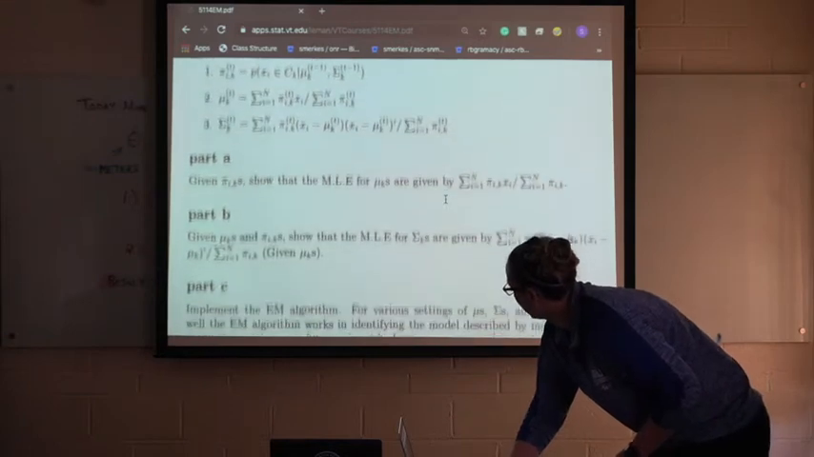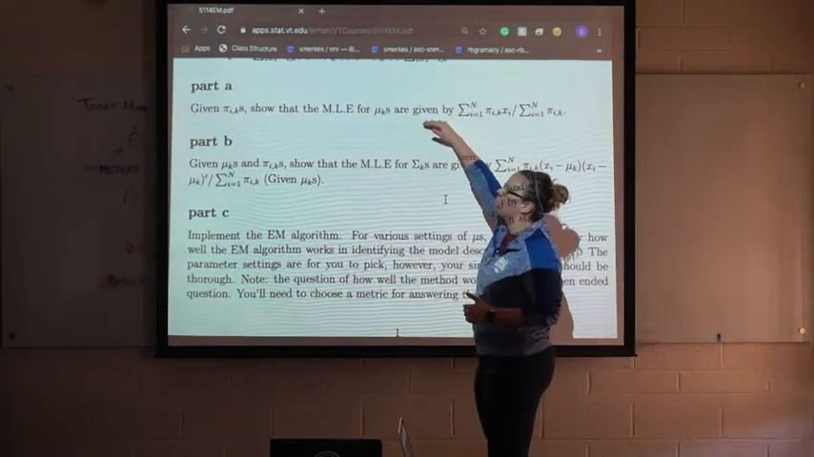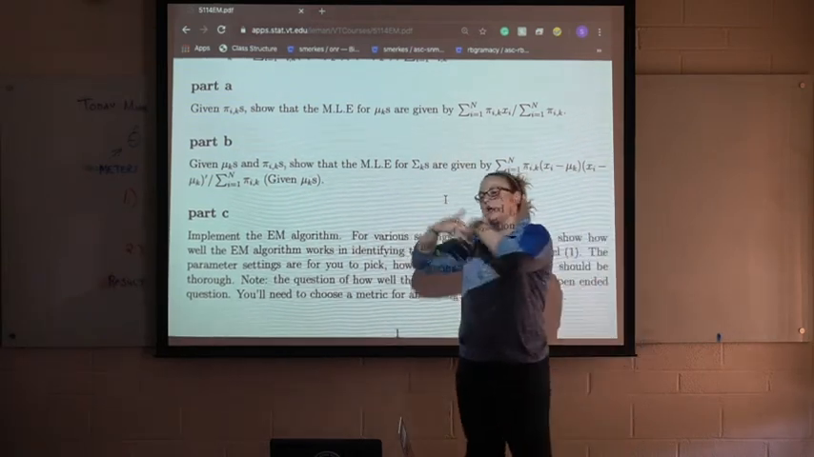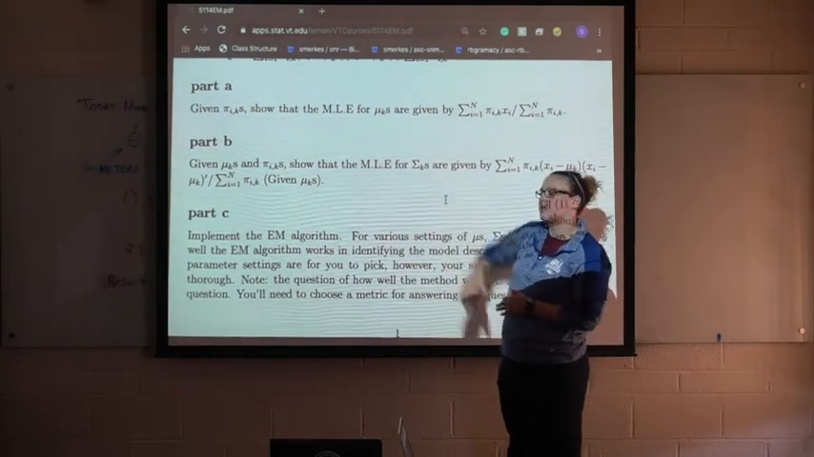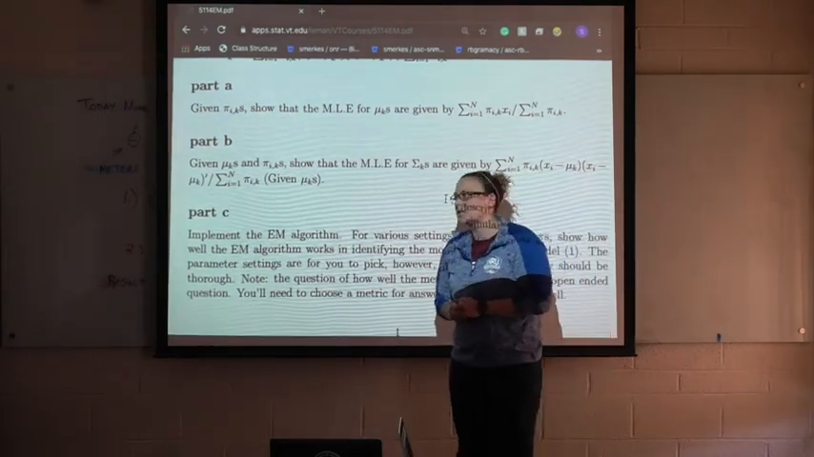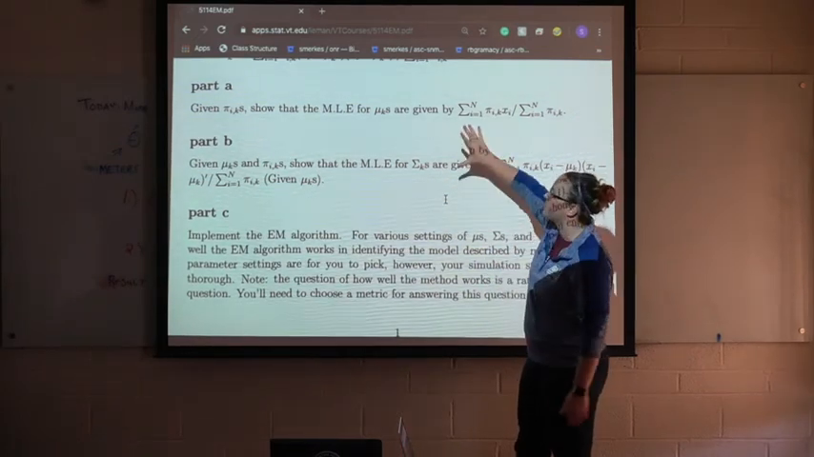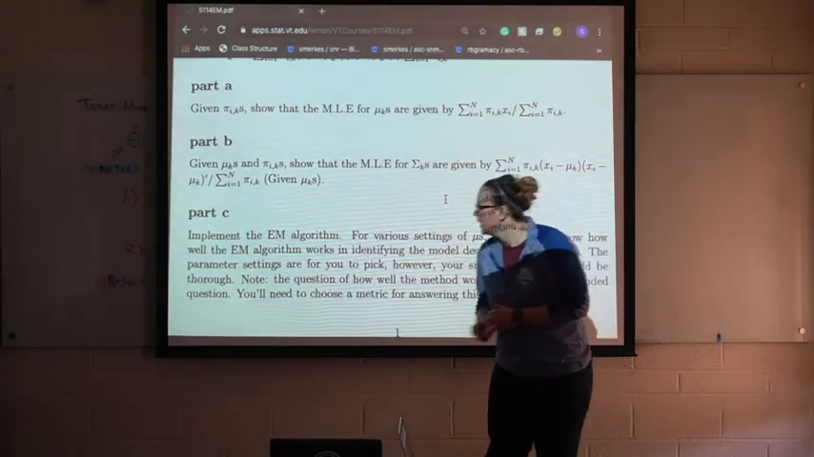So all part A and B are doing is you are going to derive the MLE. So you're going to take the expectation, and you're going to take the derivative with respect to mu and derivative with respect to sigma. That will make more sense in a second, but what's going to be different from when I show you, and when you guys do it, is you're going to have p-dimension rather than one dimension.